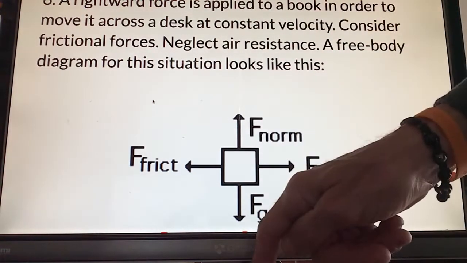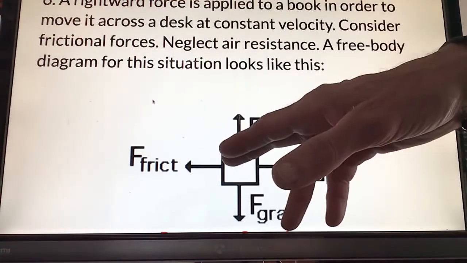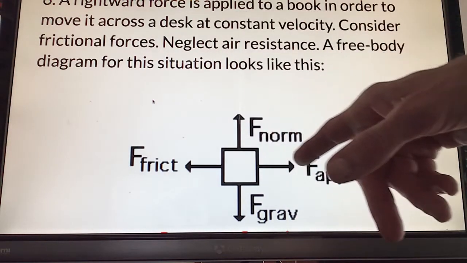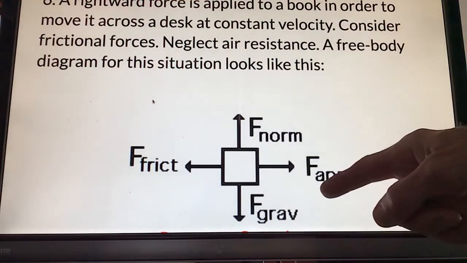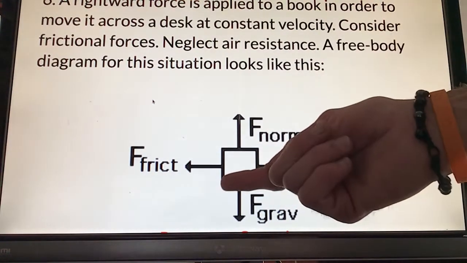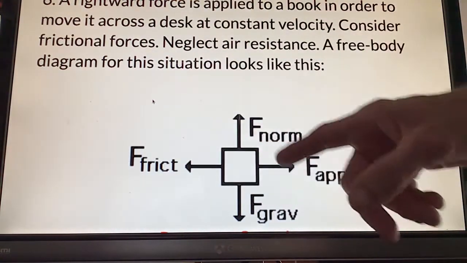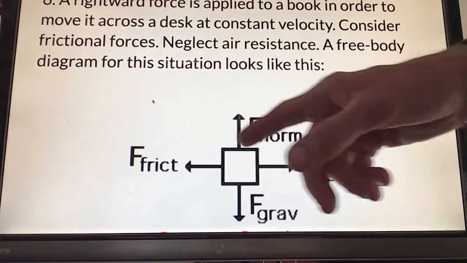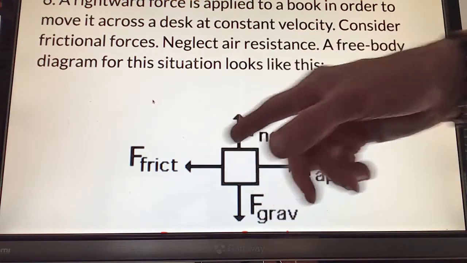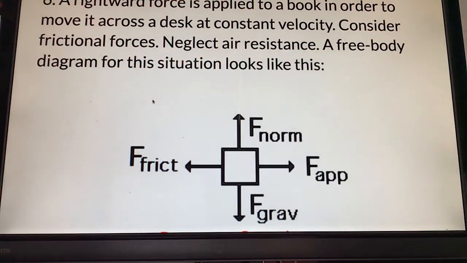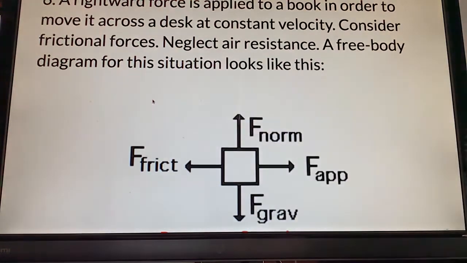So obviously you're going to have gravity pulling down on the book. The normal force is the table pushing up on the book. Let's do applied force first. Someone is pushing it across to the right. F app is the applied force to the right. Frictional force between the book and the table is working against it. But since it's a constant velocity, these two arrows are going to be equal. If they're equal, there's no change in the motion. It could be stopped, it could be moving at a constant speed. If it was accelerating with more applied force, this one would be longer than the friction.